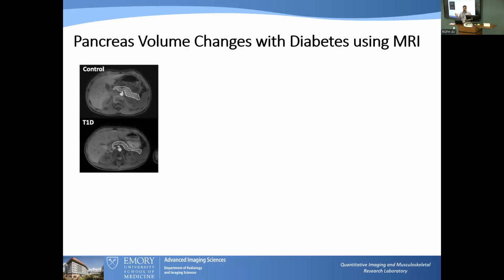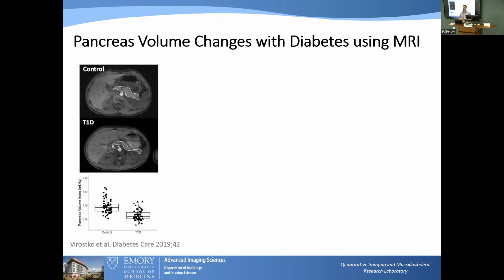So just starting out with the gross picture of what happens to the pancreas with the progression of diabetes. MRI provides beautiful image contrast of the pancreas separate from all the other internal organs, as shown in this image here. You can see that the pancreas is outlined here on this T1 weighted image, and the control subject here has a much larger appearing pancreas volume than the type 1 diabetic. When that's quantified by total volume, you can see that indeed, with the progression of type 1 diabetes, the overall volume of the pancreas decreases.